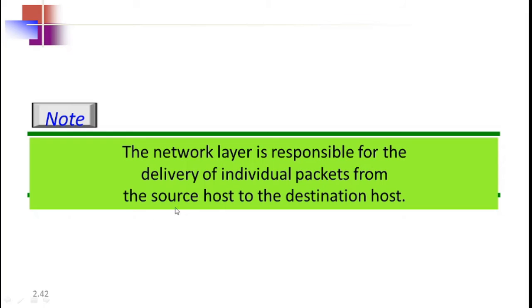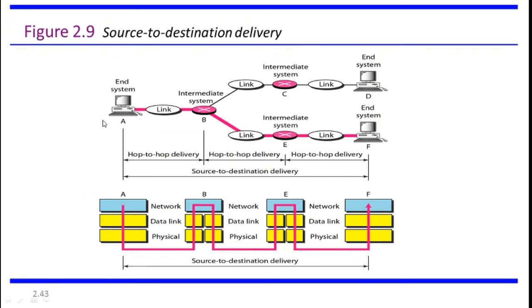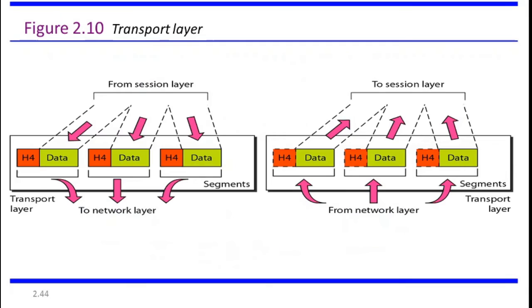So the network layer is responsible for delivering the individual packets from source host to the destination host. So from the system it goes through the network. This is one hop delivery, this is another hop from intermediate to intermediate, and finally it reaches the end system. So this is source to destination. The network layer is responsible for source to destination delivery.